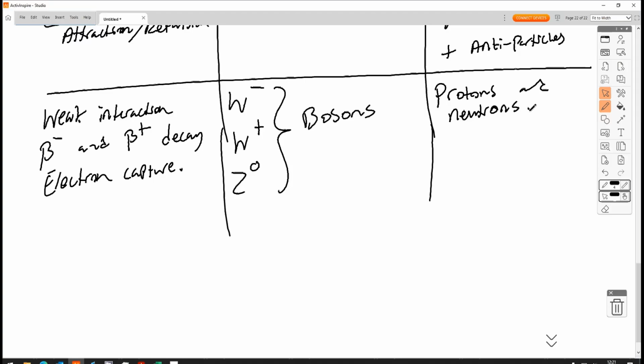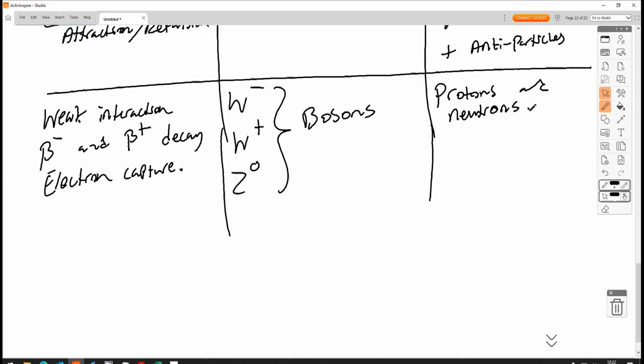Bosons are the exchange particles. So the virtual photon, the W minus, the W plus, and the Z naught are bosons. They mediate these forces. So we say an interaction, what force is it using? Electromagnetic or weak? So what particle is responsible for making that happen? The virtual photon makes it happen.